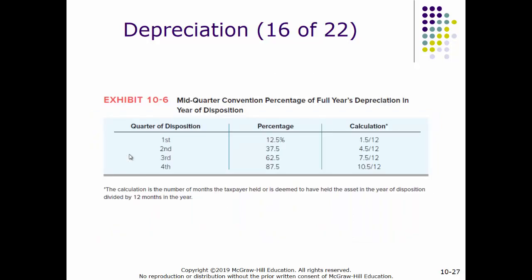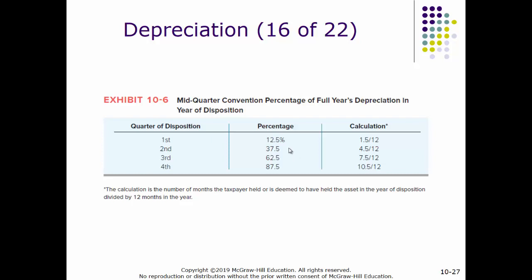For the year of disposition for assets subject to mid-quarter, we look at this table and we would take whatever's in the table for the quarter that the asset was disposed of, first, second, third, or fourth, and then take only this percentage of the full year depreciation. And the reason is this: the mid-quarter convention says not only when you buy it and place it in service, but in the year that you dispose of it, we treat it as if it was disposed in the middle of the quarter in which it actually was disposed of.